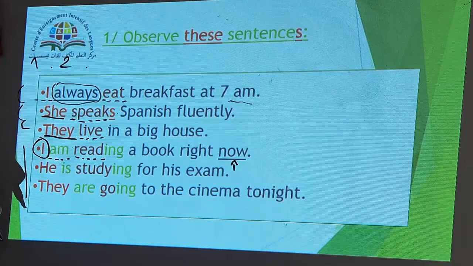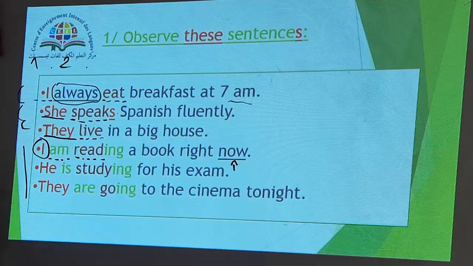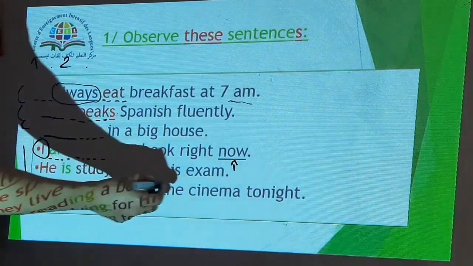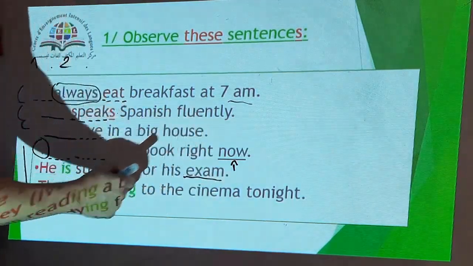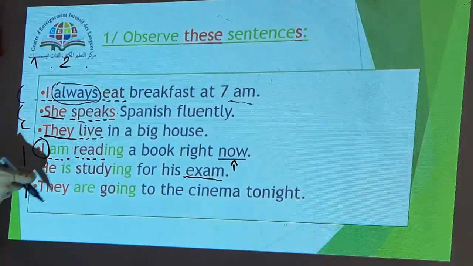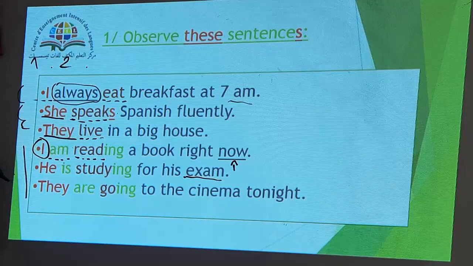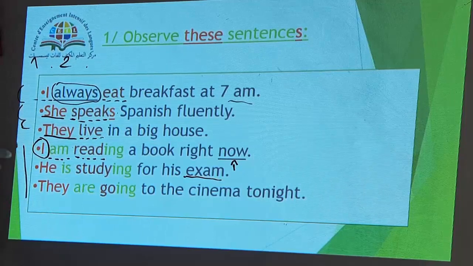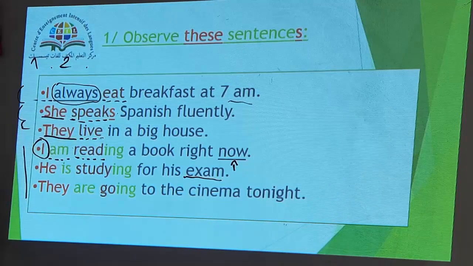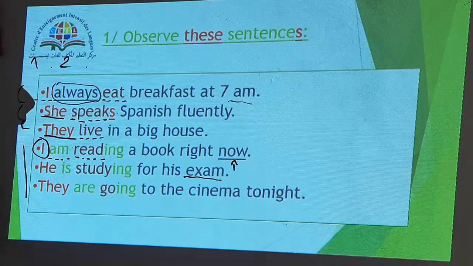He is studying for his exam. So without mentioning at the moment, or now, we can recognize that this sentence is happening at the moment of speaking. Okay, if we say that he is preparing himself for the exam, this is a future planning. This is what we call a future planning. And this is the second function of the present continuous.